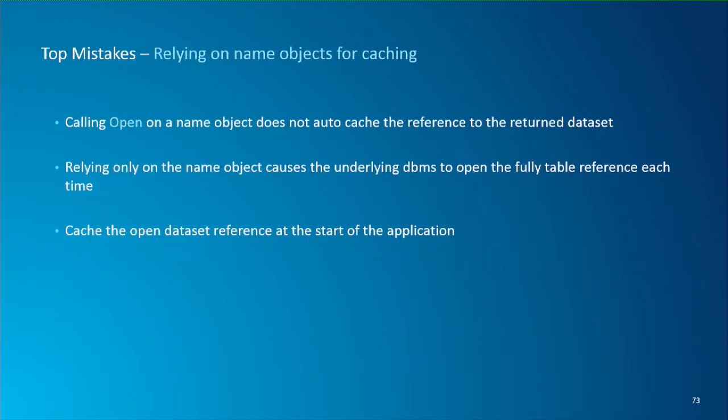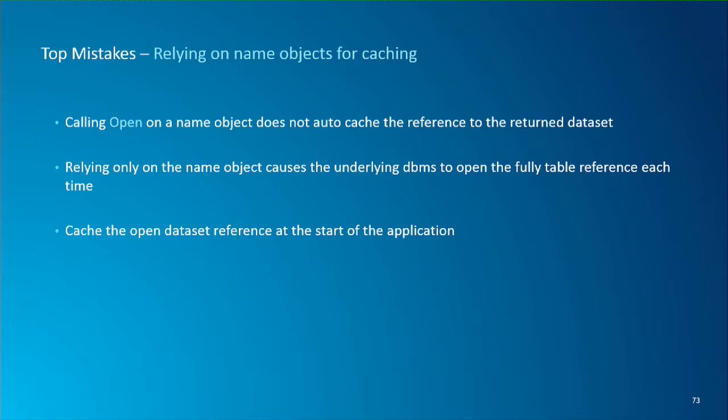OK. Oh, this was an interesting one that came in from an internal client. The user had opened a name object, right? This name object is like a shortcut or a moniker to the data set. And then they'd open the data set and they'd release the data set. And they assumed that by having the name object held, that we still had a reference to the table.